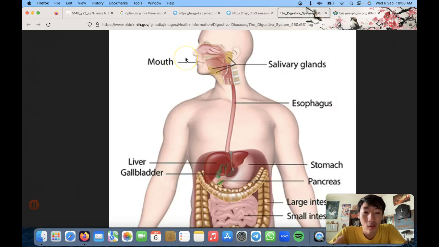Okay, so let's describe what will happen to these three objects, the bread or the starch, the proteins, and then the fats, as it moves through our body. Okay, so firstly, what happens in the mouth? In the mouth, you just chew.